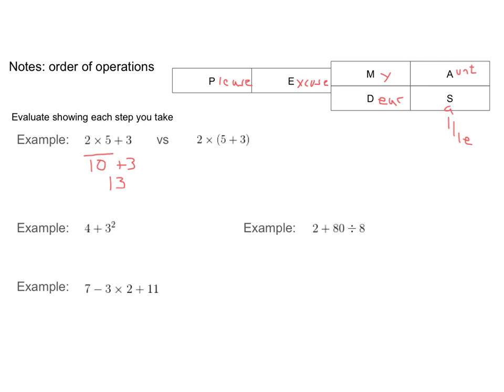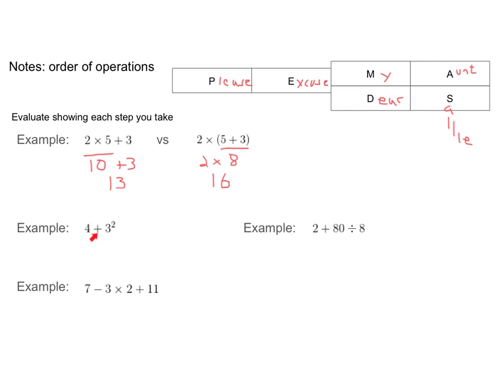Now, the second one is different. We have to do the parentheses first, so I'm going to underline that and evaluate that. This now becomes 2 times 8, and then that final answer is 16. So you can see the difference that the order of operations makes in a particular problem. All right, let's take a look at the next example.